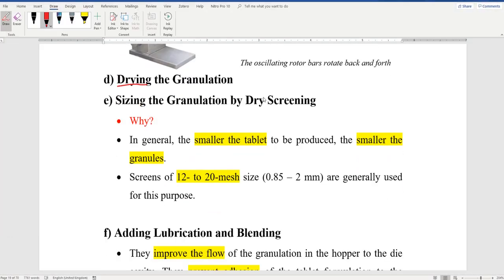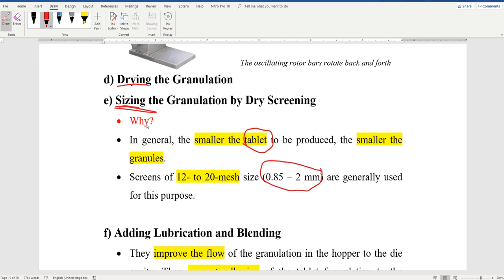Okay, after you dry your granules, you take the trays out, and this is a very important step. You need to control the size of the granules. Usually we need the size to be from 0.85 millimeter to 2 millimeter. However, the size of the granule is related to the size of the tablet. If you have a big tablet, usually the granules are larger. If you have a smaller tablet, usually the granules are smaller.